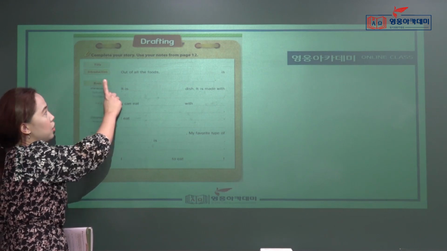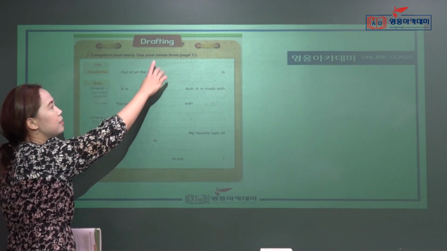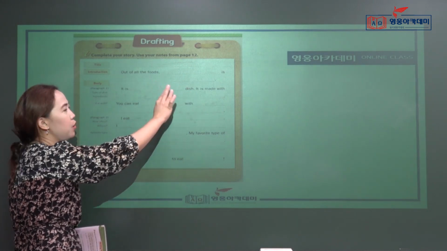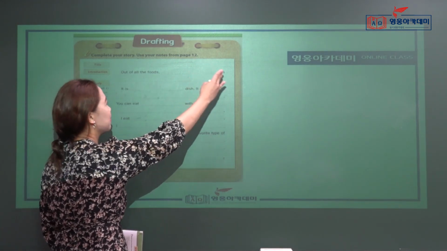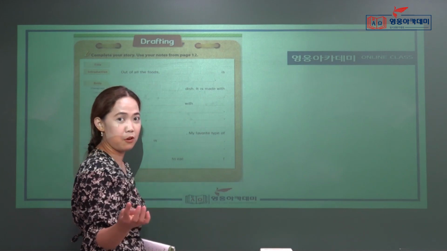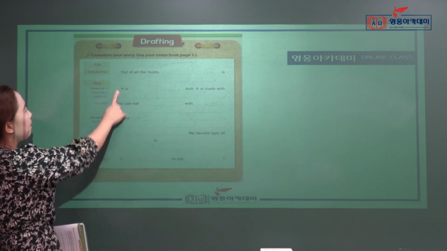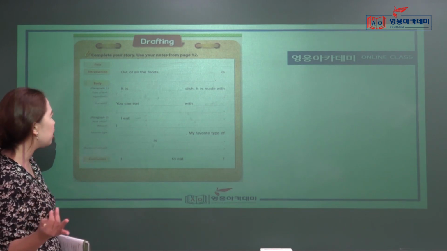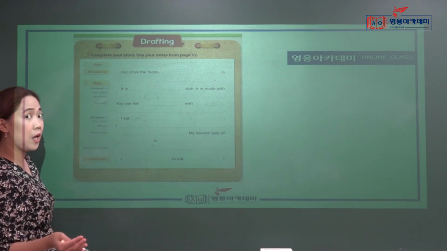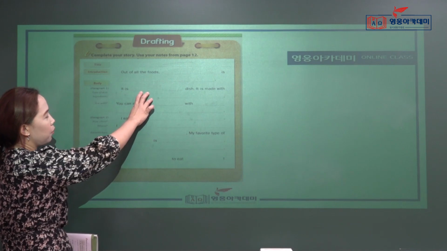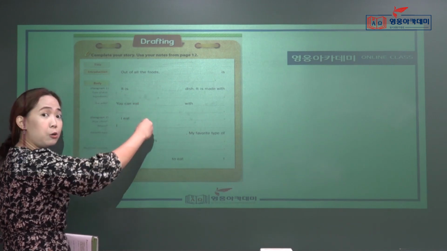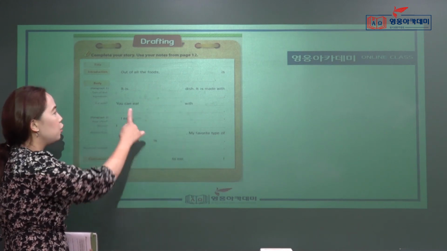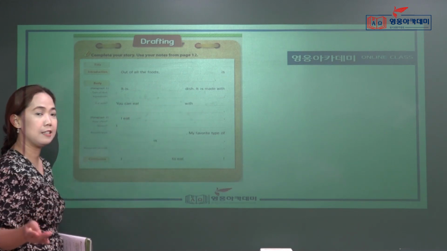Introduction, what is the introduction? Out of all the foods, my favorite food is, or out of all the foods, pizza is definitely my favorite, like that. What is the body? So right here in the body, the type of dish, the ingredients, and who do you eat it with? So it is, what kind of dish? It is a Korean dish. It is made with, you can eat it like this, okay?